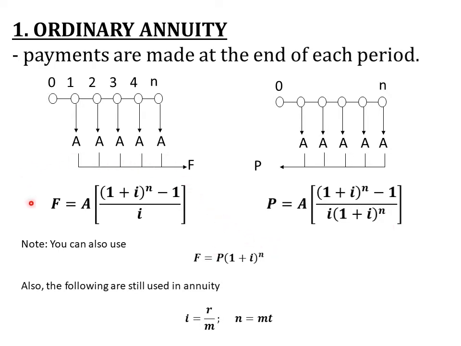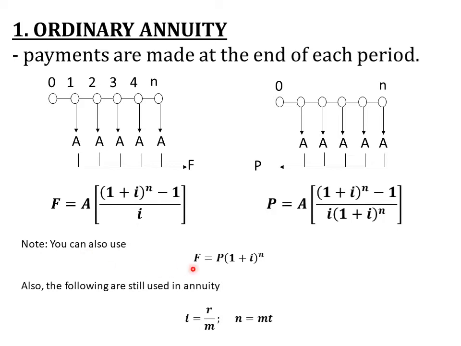Again, engineering economy is more on formulas. The more we proceed with our topics, the more complicated our formulas become. But don't worry, because they are similar. As you can see, the numerator is the same: 1 plus i to the power of n minus 1. The only difference is the denominator. For the future amount, the denominator is i only. For the present amount, instead of i, it is i times 1 plus i to the power of n. So, basically, this is the formula for the future amount and the present amount.